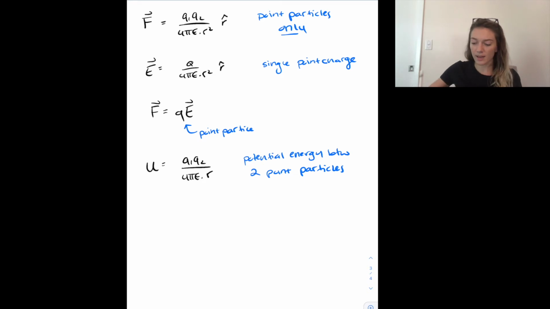Okay, then we have the potential of a point particle. So V is equal to q over 4 pi epsilon naught r. Again, this is very similar to our equation for the electric field, except we have only a single power of r in the bottom, and it's a scalar function. There's no vector here. So this is the electric potential for a point particle.